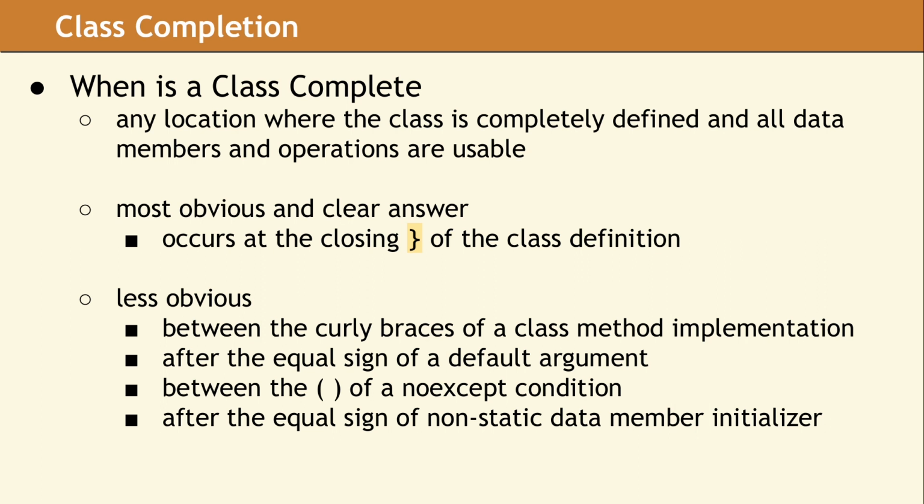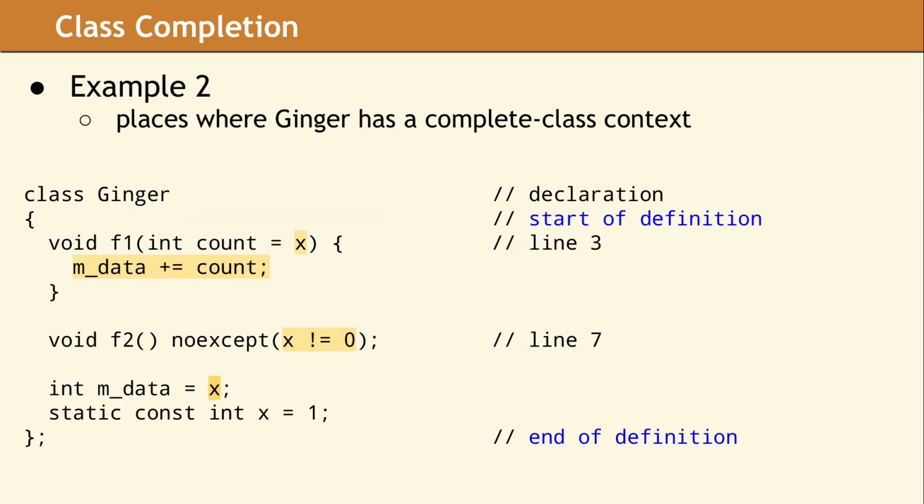Let's take a look at a few examples. This is code which most developers would say declares a class. Actually, the only declaration is the very first line, which says class Ginger. Immediately after the identifier Ginger, the name has been declared as a data type. From the opening curly to the closing curly is the class definition. This is followed by a semicolon. The purpose of this example is to show where class Ginger is considered to be in a complete class context. We have highlighted these regions in yellow.